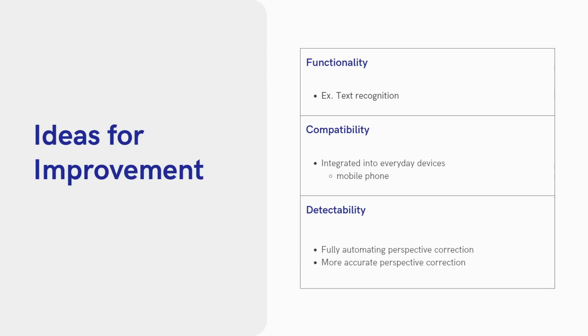Compatibility is where we want to integrate it into an everyday device like a mobile phone for ease of use. And then detectability is where we want to fully automate the perspective correction. As of right now, most of the image files need to go through a manual perspective correction where the user has to pick all the four corners. We also want to be more accurate when performing perspective correction.